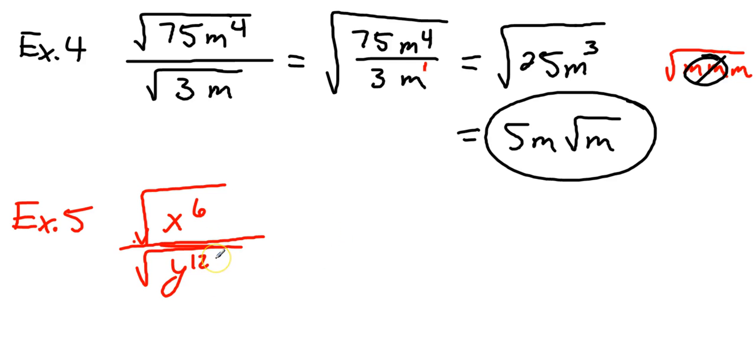Now again, you could go through and write 12 y's and circle them in pairs, but because it's a square root, you can basically take the y and do 12 divided by 2. And for the x, you can do 6 divided by 2.